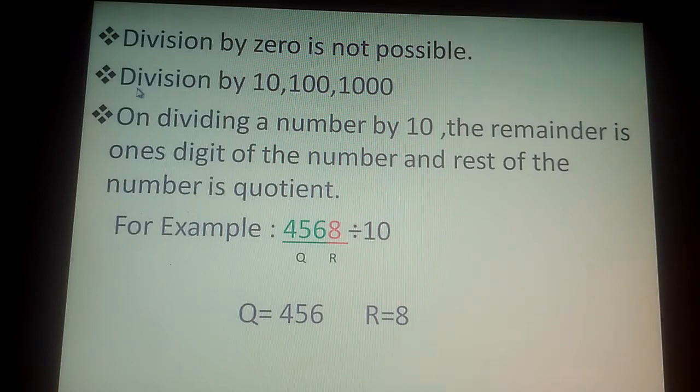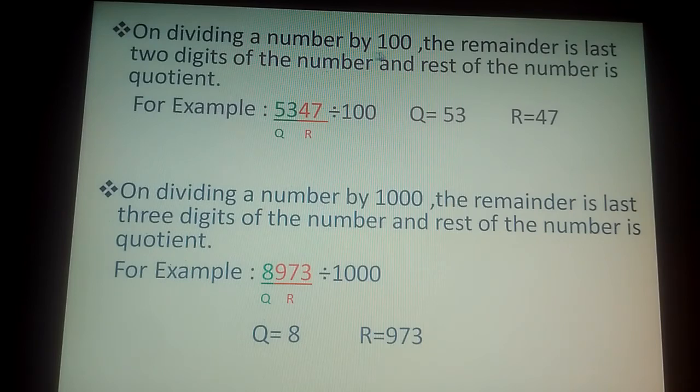Now let us discuss what happens when we divide a number by 10, 100 and 1000. On dividing a number by 10, the remainder is the last digit of the number and the rest of the number is the quotient. Suppose we are dividing the number 4568 by 10. So 8 is the remainder and the rest of the number is the quotient only. In any example, whenever you are dividing a number by 10, the remainder will be the last digit only. If here it is 0, then the remainder will be 0. If here it is 7, the remainder will be 7 only. In this case, here we have 8, so 8 is the remainder and 456 is the quotient.